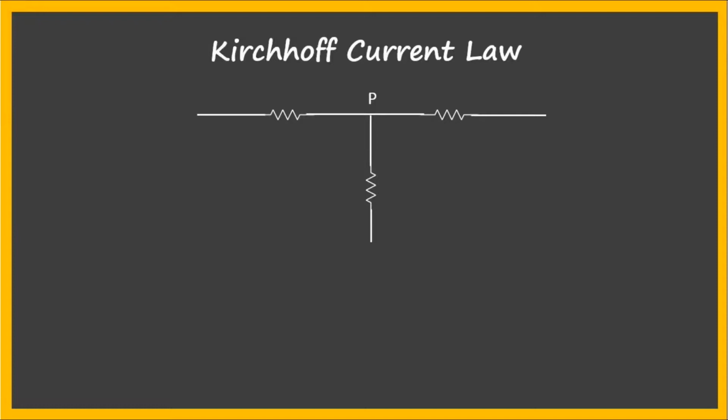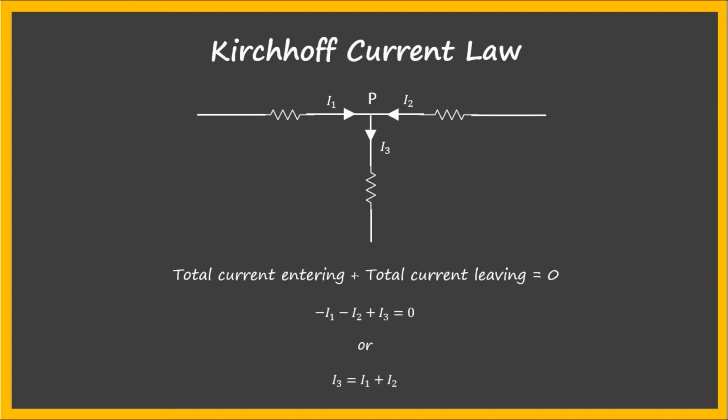Continuing KCL, the same diagram with the same junction is shown again on screen. But this time, instead of taking current in numbers, take it in general form. The entering currents here are I1 and I2 and leaving current is I3. Again applying KCL, taking the same convention, entering current as negative and leaving current as positive. Another notable thing on screen is that the leaving current is the sum of both entering currents.